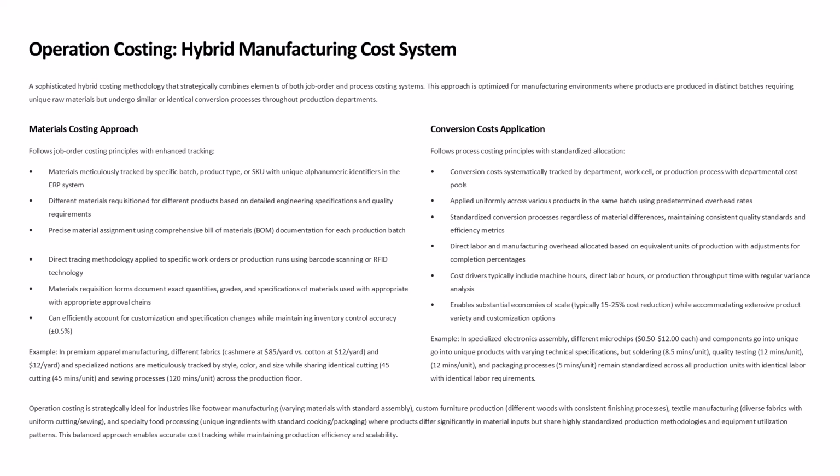For a furniture company like La-Z-Boy, different chair models might require unique fabrics and frames tracked by model, but go through the same cutting, assembly, and finishing departments tracked by process. Operation costing delivers the precision of job order costing for materials with the efficiency of process costing for conversion costs. The best of both worlds for batch manufacturers. To learn accounting, you must do accounting. And operation costing demonstrates how accounting systems can be customized to match the specific production characteristics of different manufacturing environments.